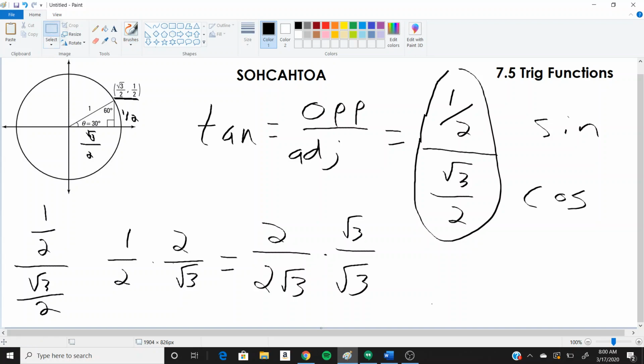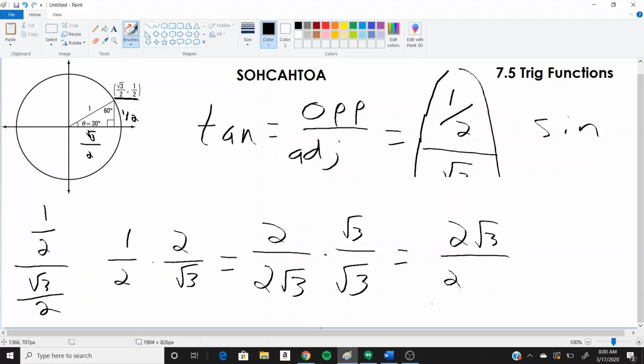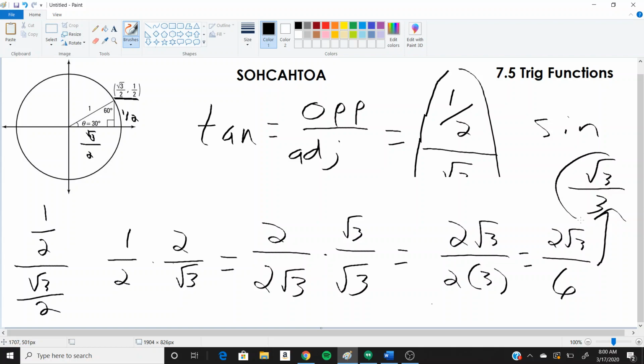And that's going to give me, a second, let me clear some of this out. It's going to give me 2 radical 3 over 2 times radical 3 times radical 3, which is just going to be 3. So that's going to give me 2 radical 3 over 6, which will simplify. The 2 and the 6 will simplify to 1 radical 3, or just radical 3 over 3. So the tangent of 30 is going to be radical 3 over 3.